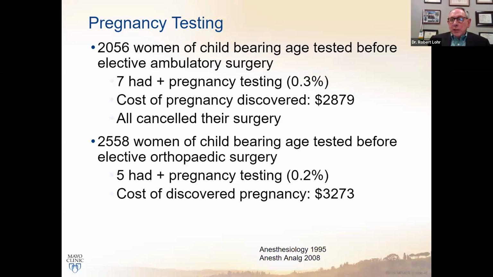What about pregnancy testing? These are a couple of fairly old studies, but the data that they used is good, and the conclusions are, I think, good. Both of them are a couple thousand women of childbearing age having elective procedures done. And in both these studies, all of them had a pregnancy test done. Now, the rate of a positive pregnancy test was quite low, 0.3% and 0.2% in the 2 studies.